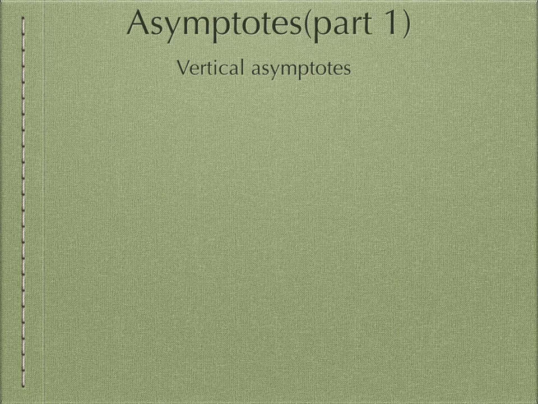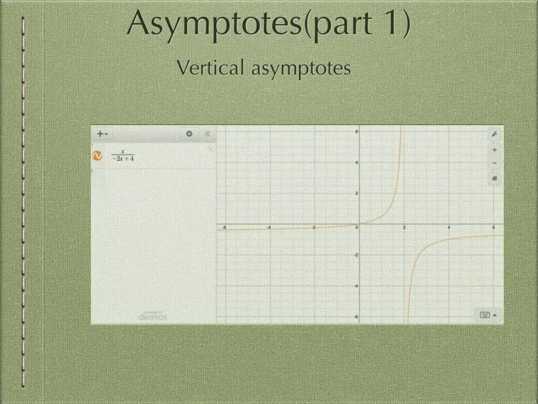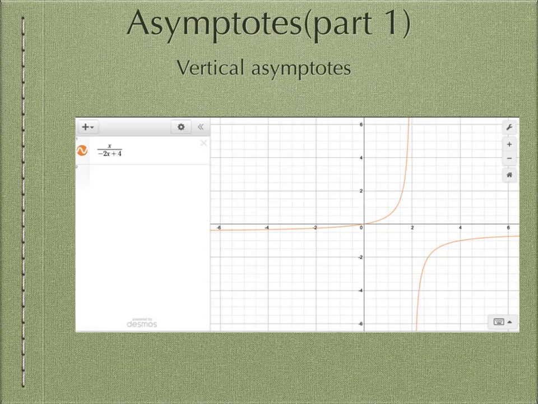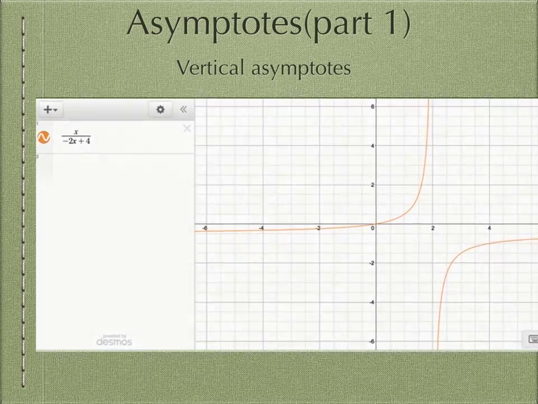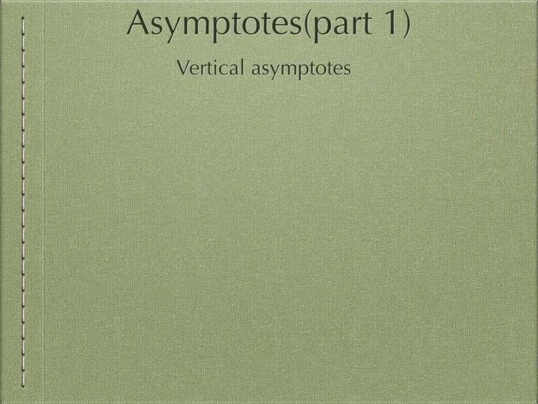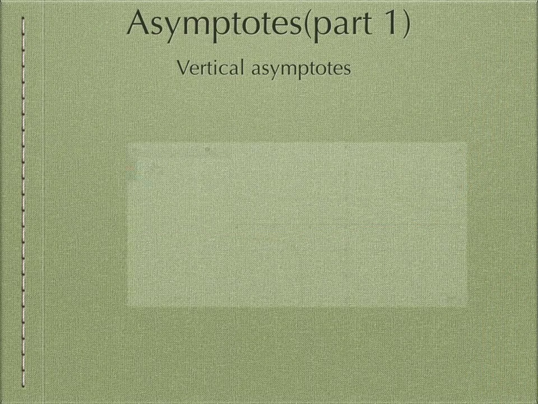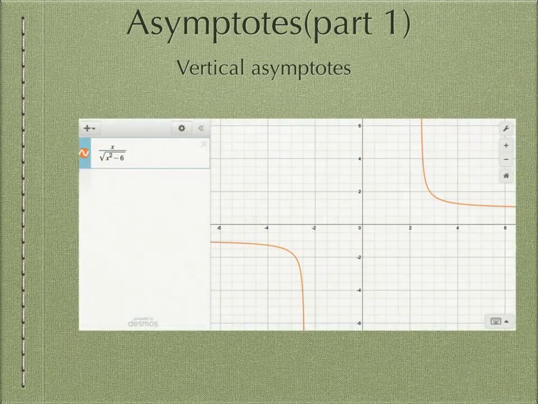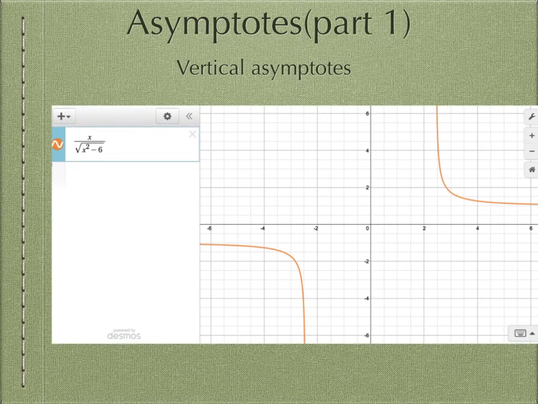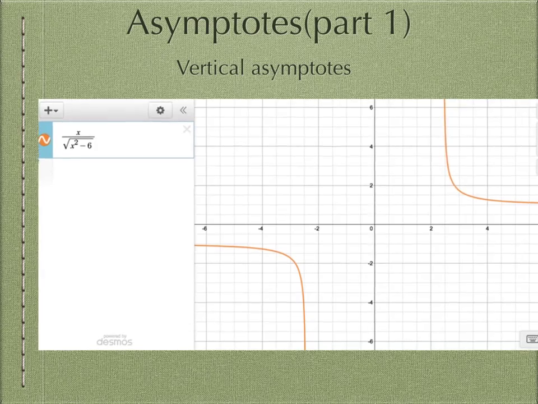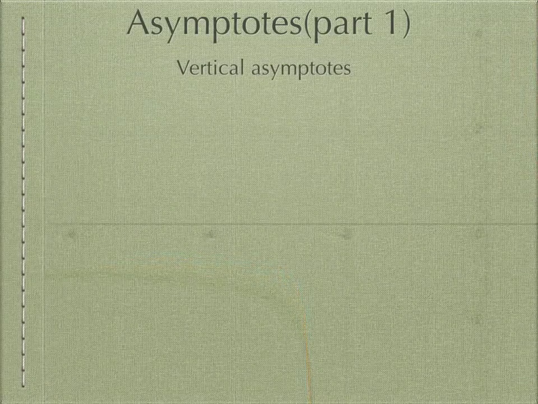Asymptotes, vertical first. For the vertical, we just set our denominator equal to 0, and then we get a number which will be our vertical asymptote. For the radicals, we don't use the area between our function, which is negative rad6 and rad6.